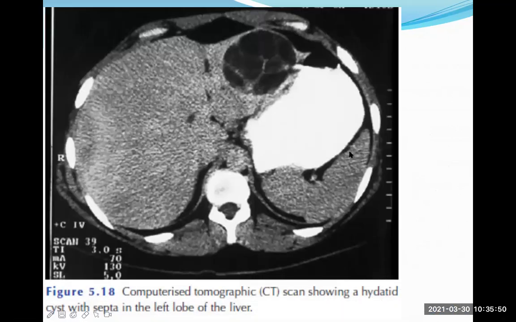Now, look at this CT scan here. Here is the cyst. This is a hydatid cyst of the liver. This is in the left lobe of the liver. I can clearly distinguish this big right lobe. Here is the left lobe, and this is a cyst which has multiple septa. Look at these septa, I can clearly identify them. So this is a multiloculated cyst.